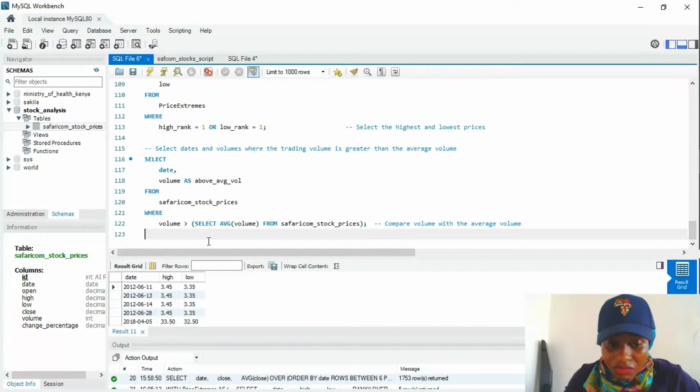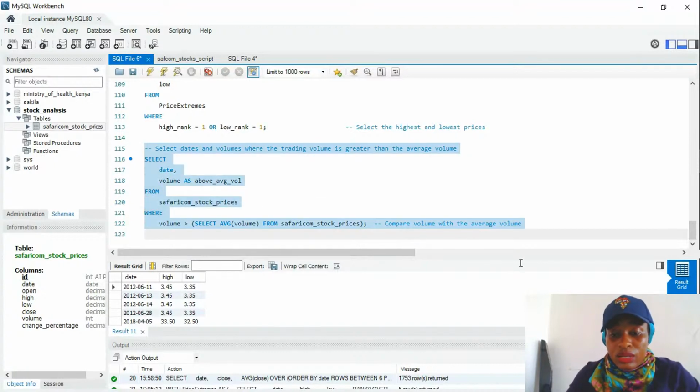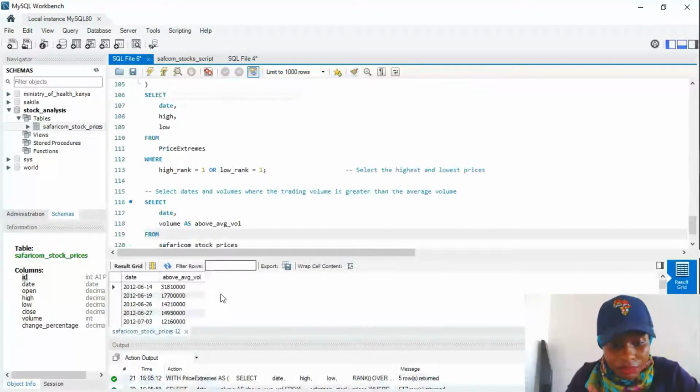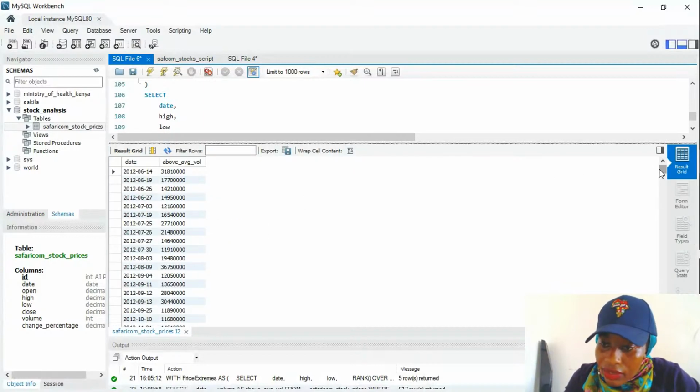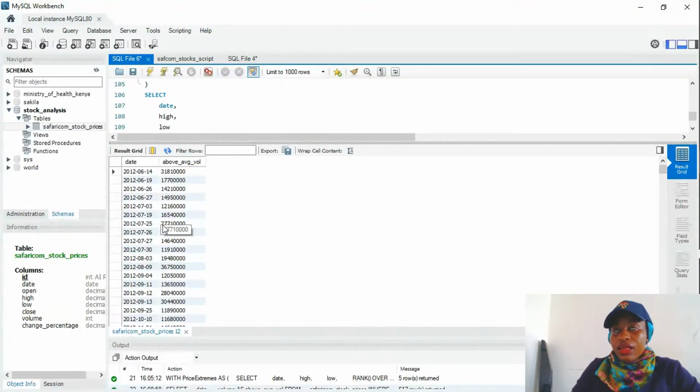So in also identifying the extremes, we want to look at the dates that had volumes that were trading above average. Remember, we had calculated the average in terms of the volumes and even the other columns as well. So let me run that. Average is normally what just tells us the center of our data, the mean of our data. It's normally called a measure of central tendency. So I hope that makes sense.